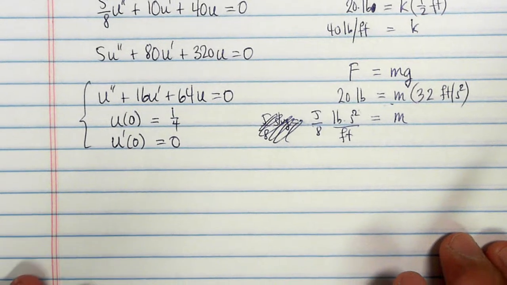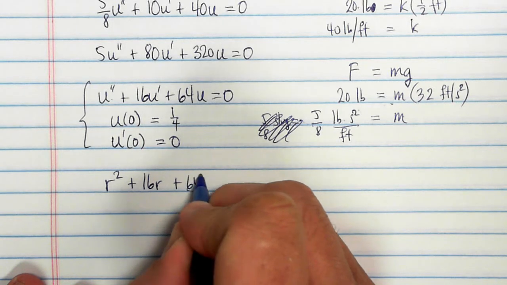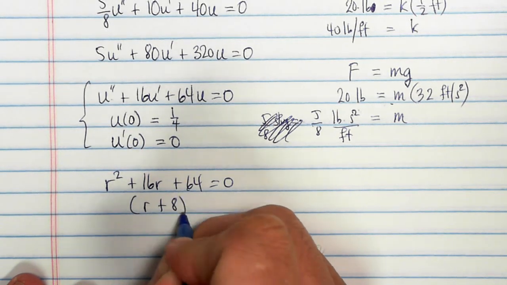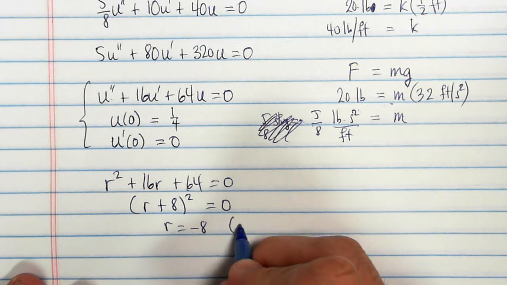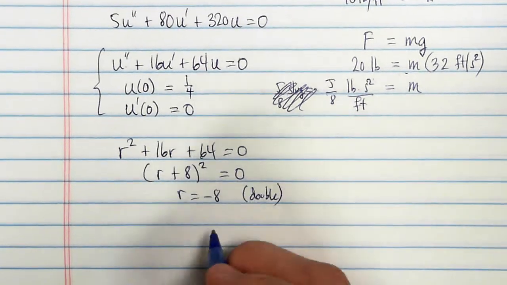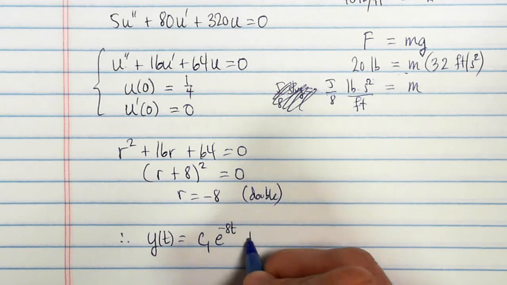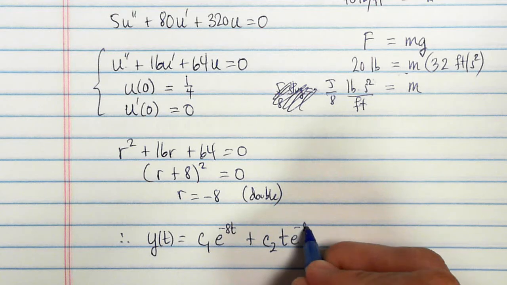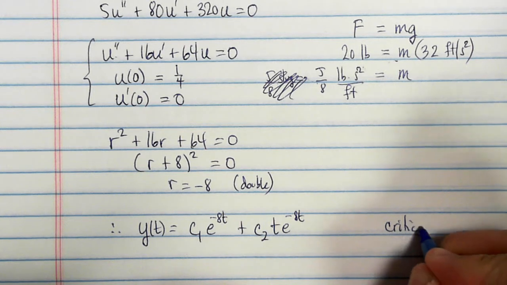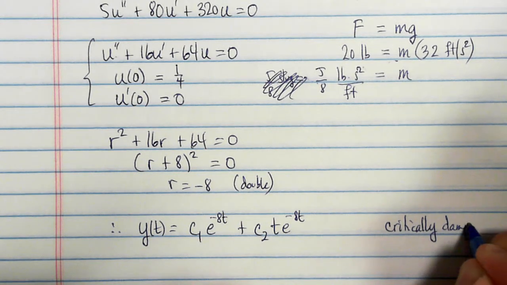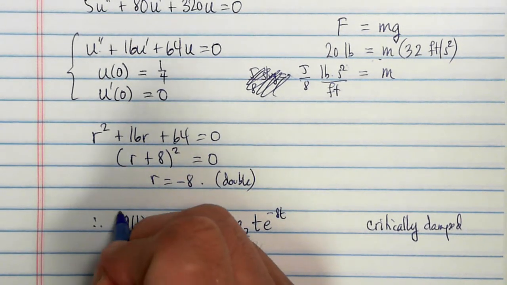Okay, so now that we have this, we can start solving. We set up the characteristic equation r squared plus 16r plus 64 equals 0, which factors as r plus 8 squared equals 0. So r equals -8 is a double root of the characteristic equation. And so that means that u of t is equal to c1 e to the -8t plus c2 times t e to the -8t. In the lingo of springs, this is an example of something that is critically damped, meaning that I had a double root here. And I should have written u instead of y, I apologize.